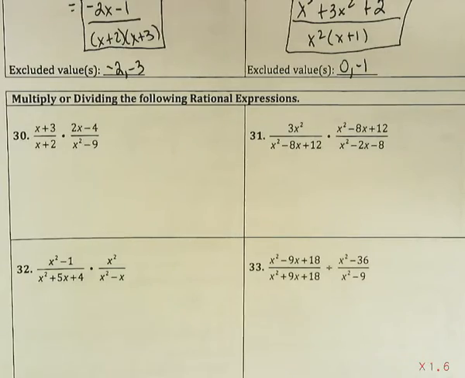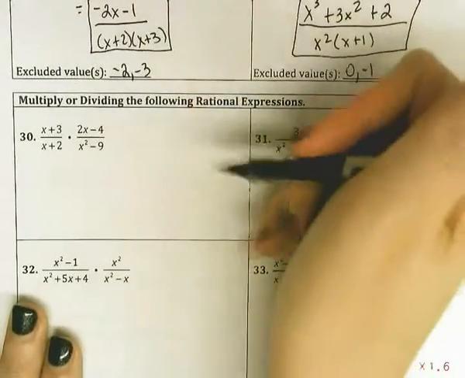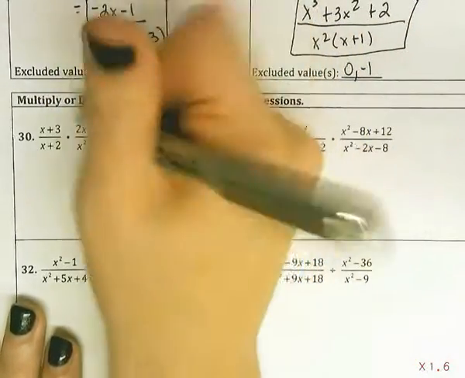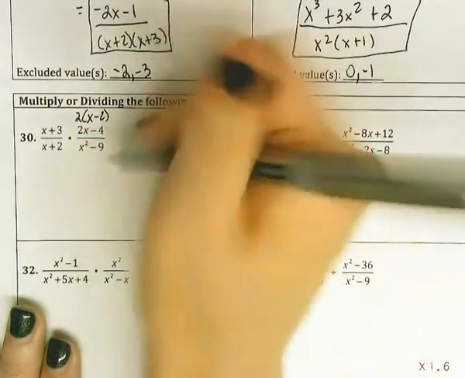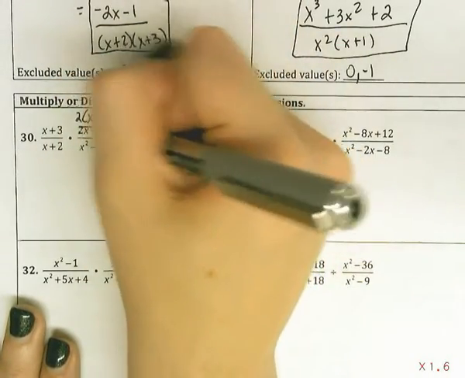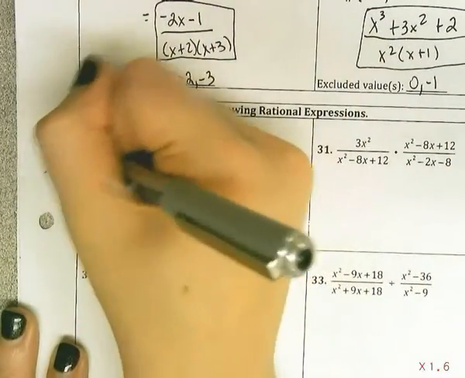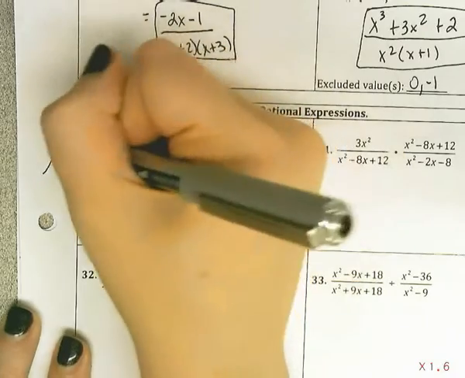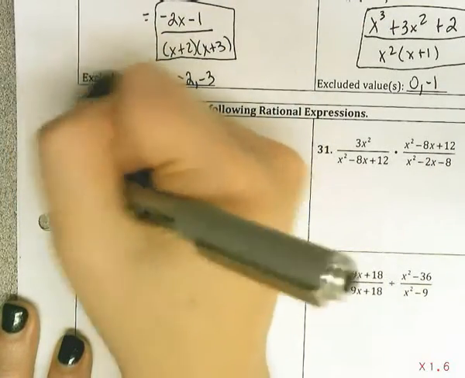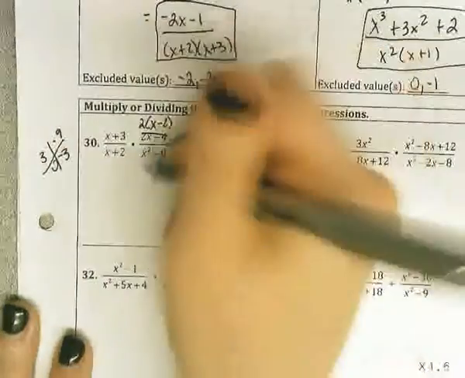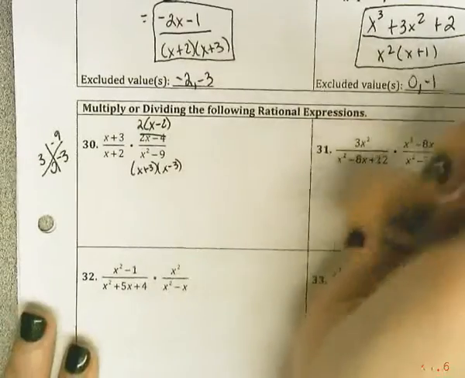Okay, for this one we're multiplying, so we want to break everything apart and then multiply and cancel anything out that we can. 2x minus 4 has a greatest common factor of 2, so it's the same thing as 2 times x minus 2. X squared minus 9, I'm hoping we're starting to see difference of squares, but if not, it has an x squared. C is negative 9, B is 0, so 3 and negative 3 multiply to get negative 9, add to get 0, so it's x plus 3, x minus 3.